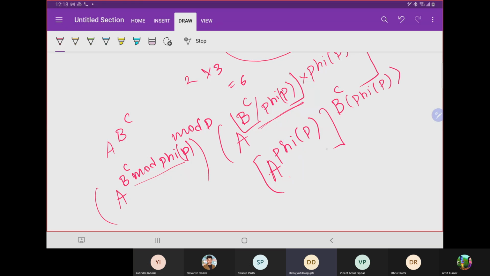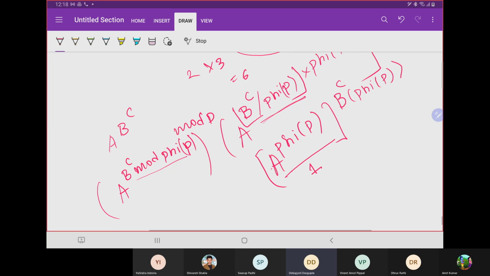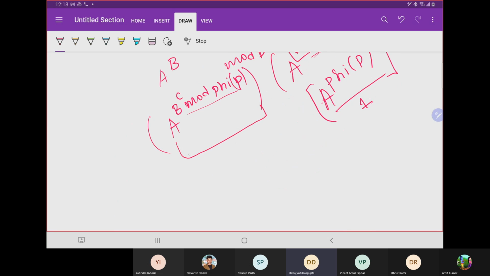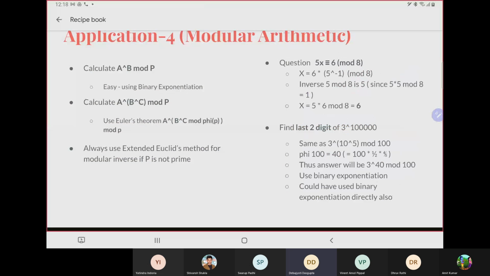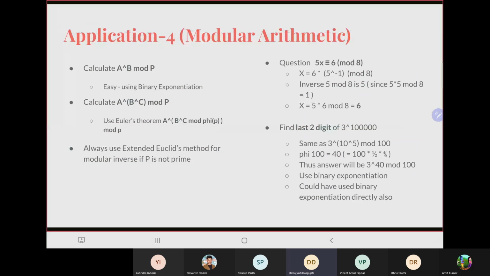Now we know that under the modulo operation, this is 1 from Euler's theorem. A power phi p is congruent to 1 mod p. So 1 power anything will return 1. So whatever your answer will be, it will come from the other part, right? Hence your answer will be a power b power c mod phi p, then take the mod p. Once you get this part, you can do a binary exponentiation on b power c mod phi p. So then you can get the answer easily.